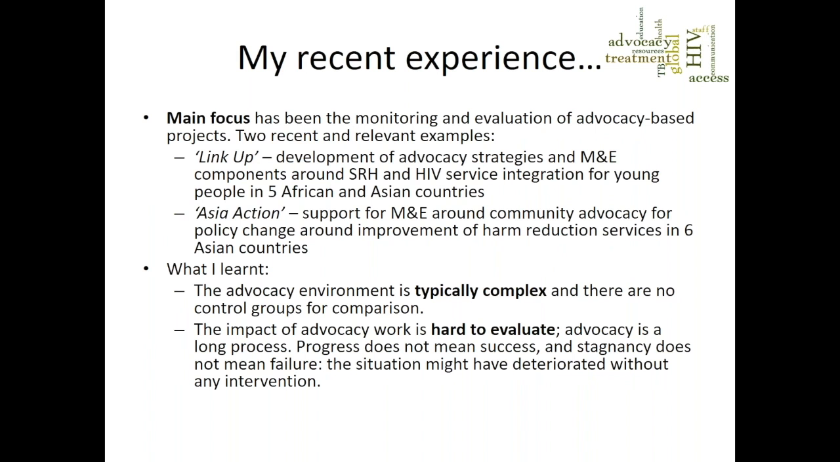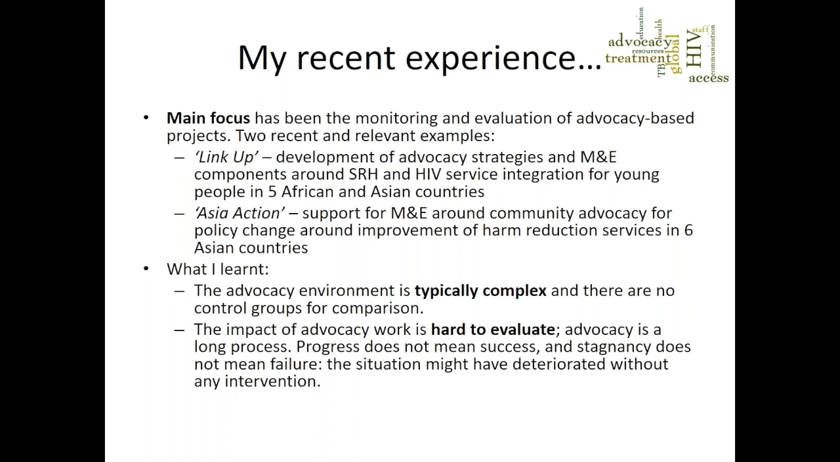My experience really has been most recently around evaluating two advocacy-based projects. One of them was something called Link Up, which was looking at strategies for integrating SRH, sexual reproductive health, and HIV services for young people in 5 African and Asian countries. And more recently, supporting the M&E around community advocacy for policy change around harm reduction.